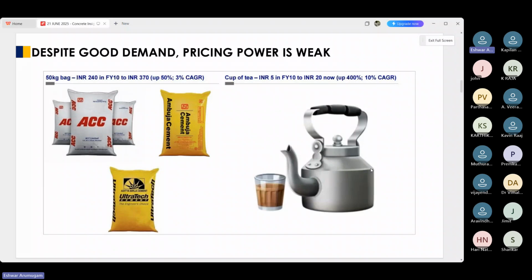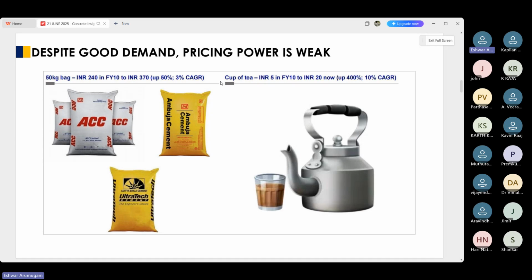So if you look at cement pricing, despite the good demand in cement over the past 2-3 years, mainly because of the infrastructure development happening in our country right now, the pricing power is still weak. If we look at a 50 kg bag of cement, it used to cost 240 rupees in FY10, and now it is trading at 370 rupees, which is up 50% over the past 15 years. It has grown at a compound annual growth rate of 3%, which is pretty low, if I'm being honest.